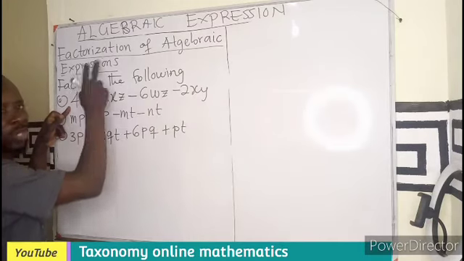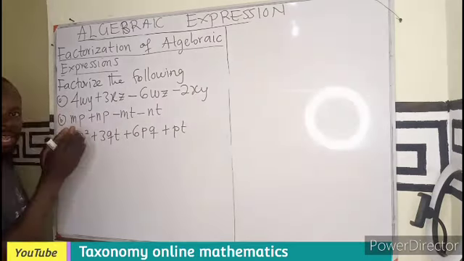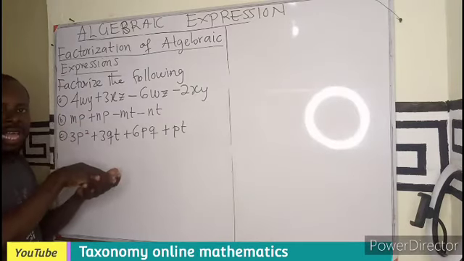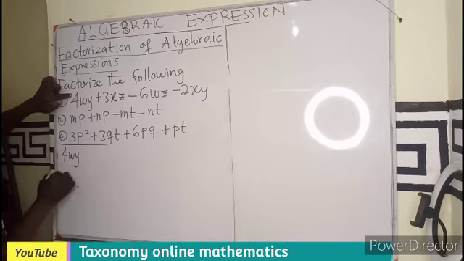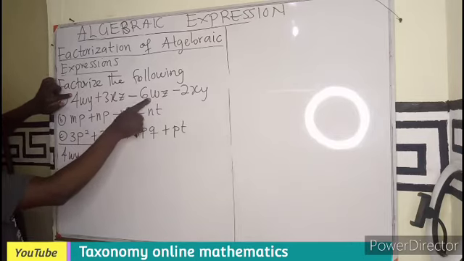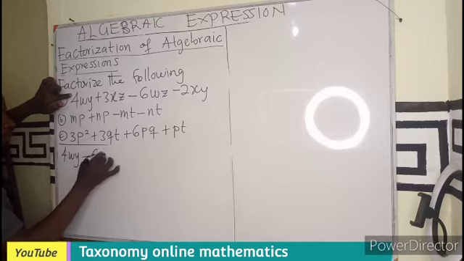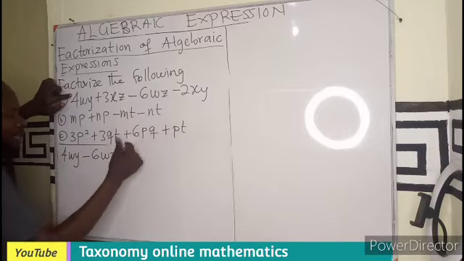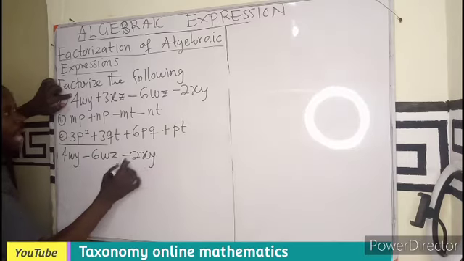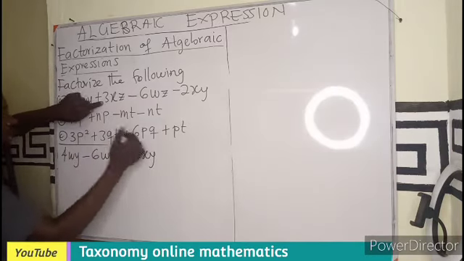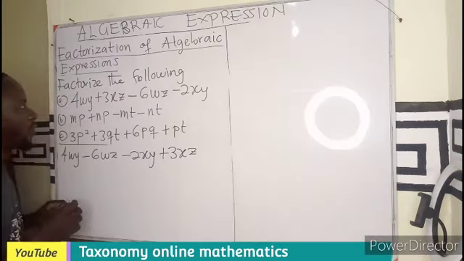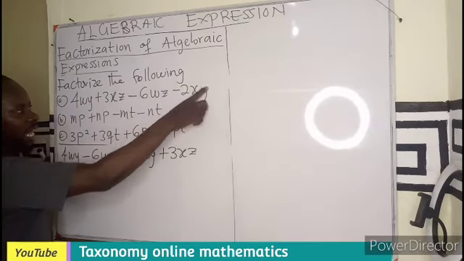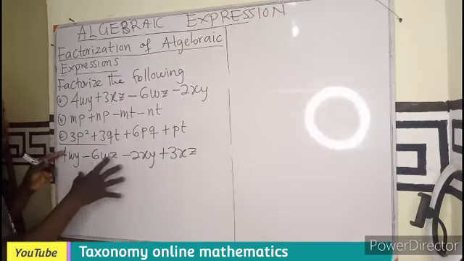So I have to rearrange in a way that two of the terms will be in one bracket to have a common factor. So let's see. If I take this, my 4WY has W. This also has W. So I have minus 6WZ. Then this will become minus 2XY. But I think I have 4 terms. So this also comes along with 3XZ. Don't forget, there are 4 terms. We don't have equal signs, so the sign will not change. We are only regrouping them.